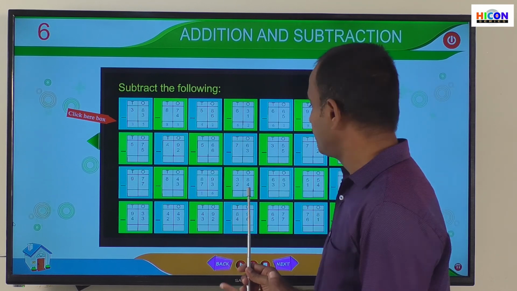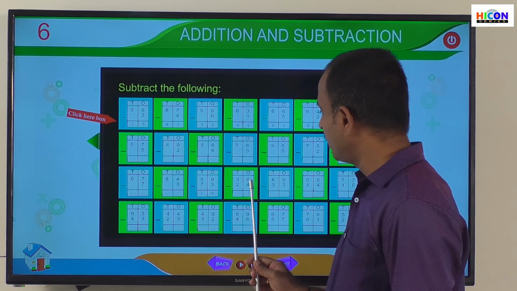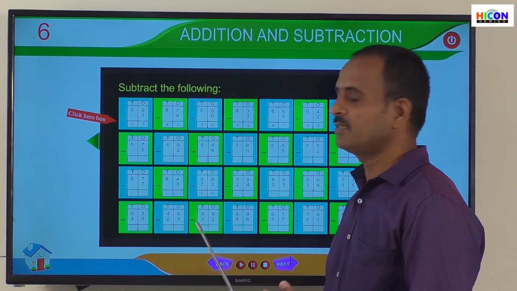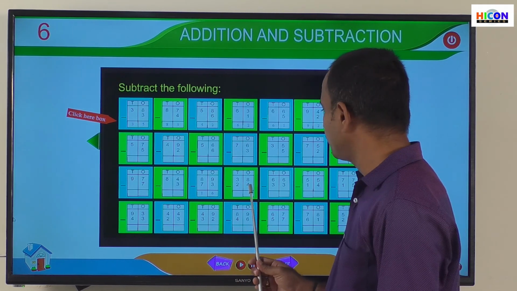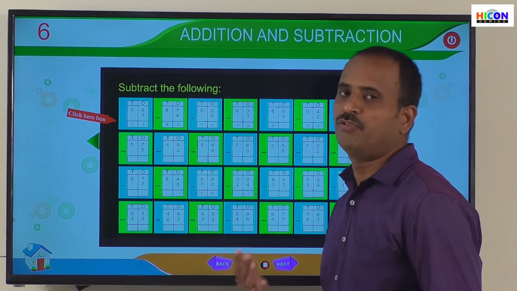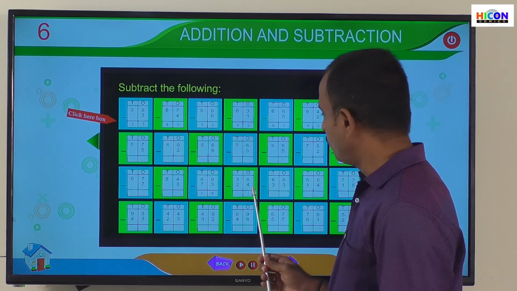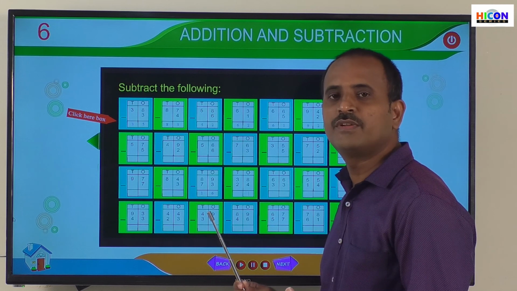So here also you are observing 2-digit numbers. The first number is 38 and the second number is 24. Again continue the same process. Subtract the digits present in the ones place first. What are the digits present in the ones place? 8 and 4. So that is 8 minus 4. That means open 8 fingers and close 4 fingers. The remaining fingers will be the answer.